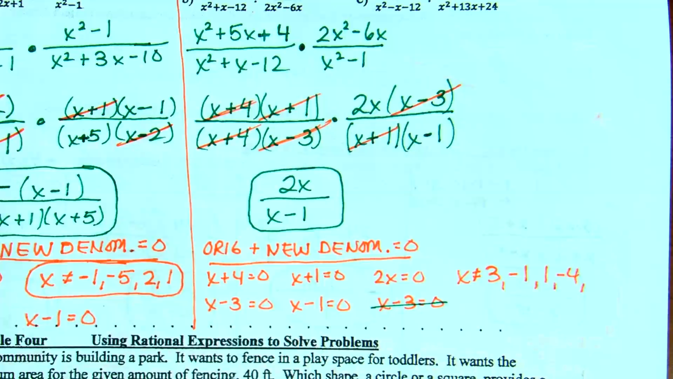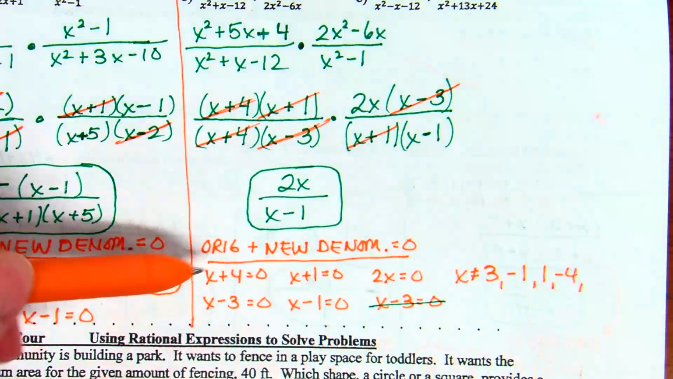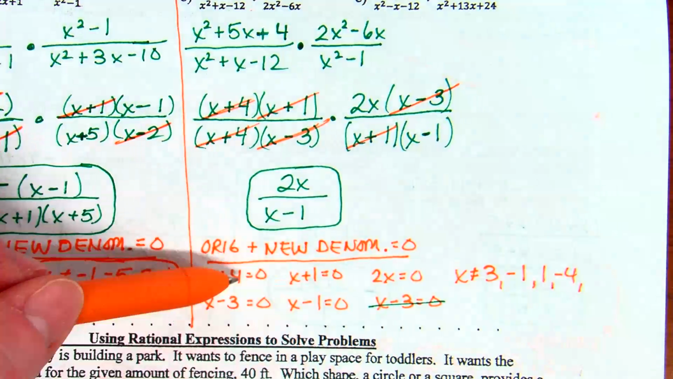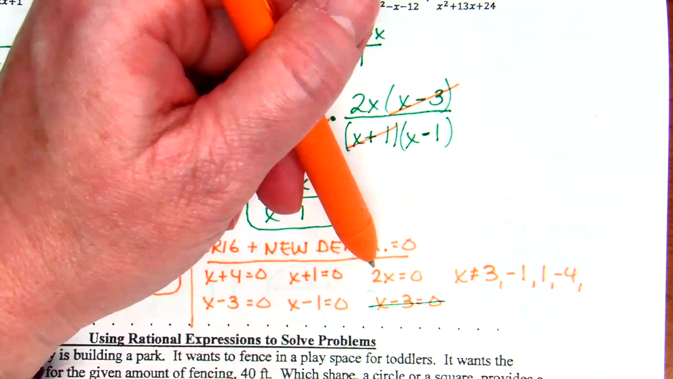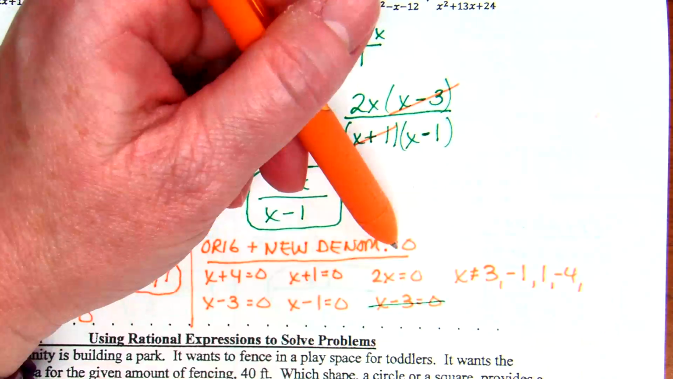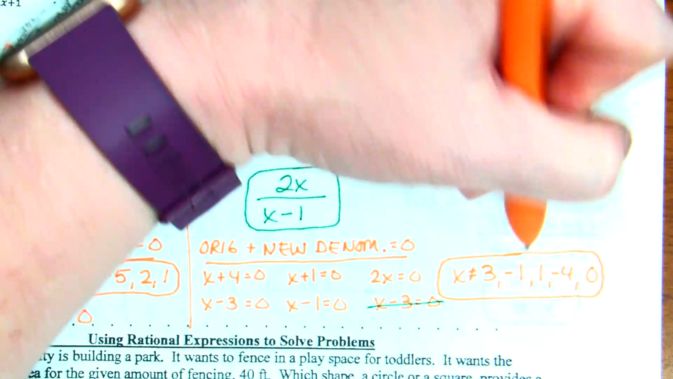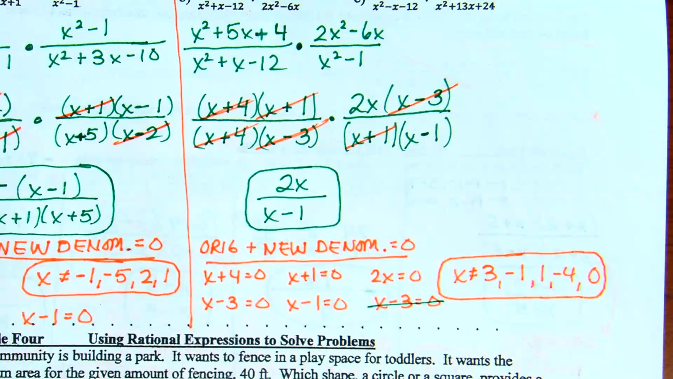Okay, so the obvious ones, 3, -1, 1, and -4. Those are the obvious ones. Did everyone get the obvious? And then what happens when you set 2x equal to 0? Divide by 2, and 0 divided by 2 is 0. Okay, when there's no plus or minus, it's going to represent a 0. So thus, you have 5 unique values that are restricted.